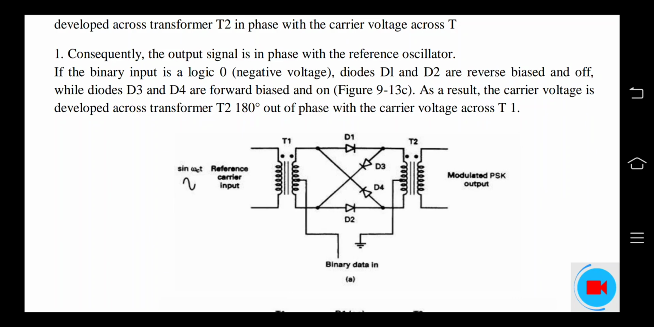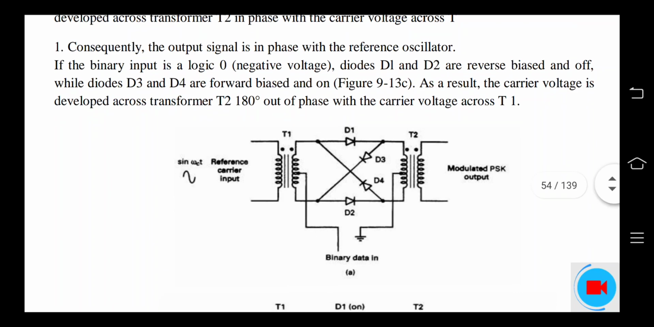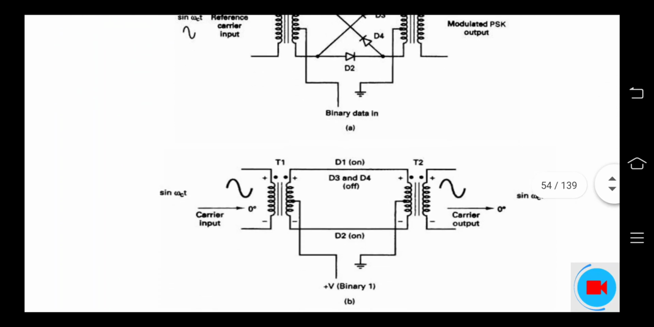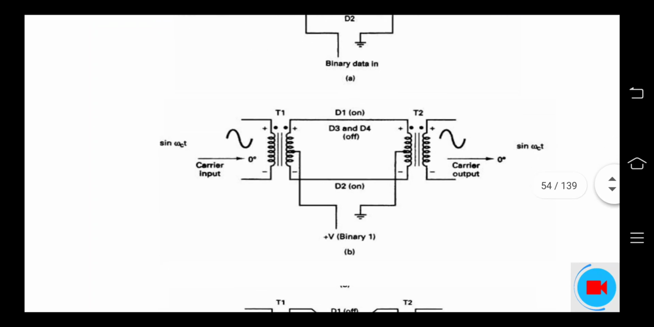The carrier voltage is developed across the transformer T2 180 degrees out of phase with the carrier voltage across T1. So to find out the output, there is a phase shift of 180 degrees in T2, out of phase with the carrier voltage across T1. And one more diagram is the same diagram.